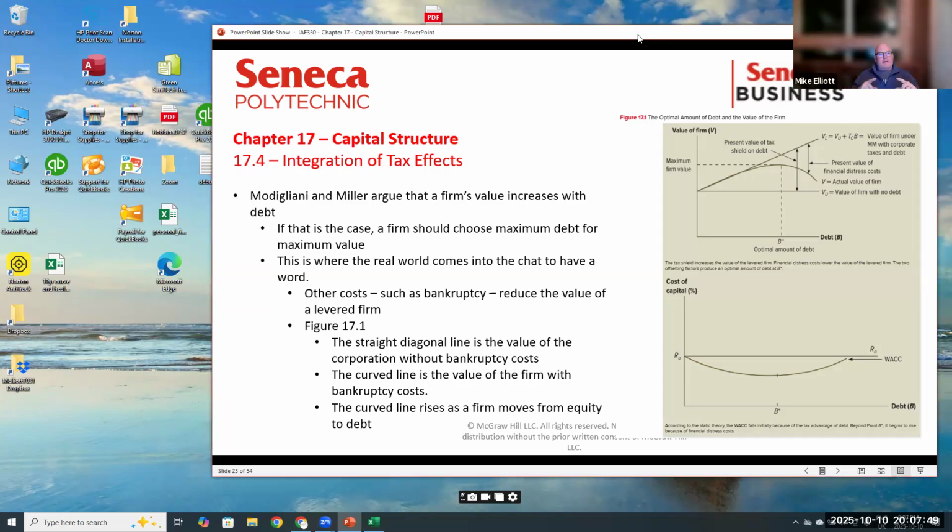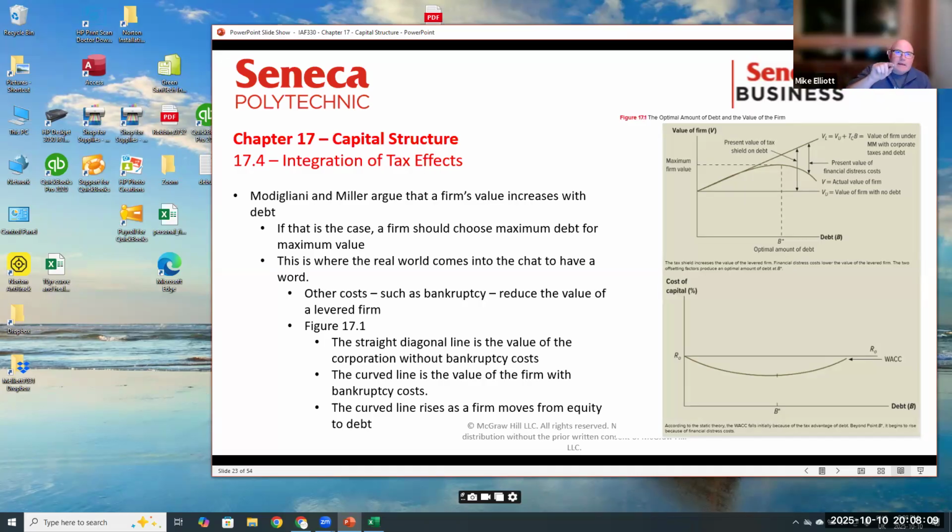Now we talk about the tax effects. Remember when we talked about Modigliani and Miller, there was a bunch of caveats that we had to assume. One of them was no taxes. Well, the reality is, in the world, there's only a couple of things that we know of for sure. One is death and one is taxes. So taxes are coming. That's not a problem.